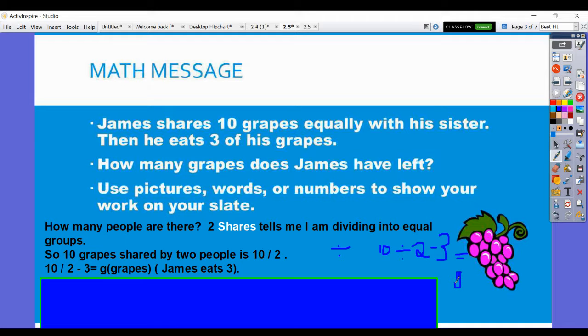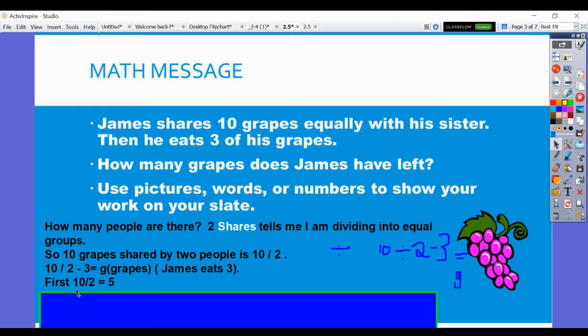And I'm doing the best I can with the G. There we go. 10 divided by 2 minus 3 equals G. G for grapes, because James eats 3. Now that we've written our number model, we're going to solve the problem.